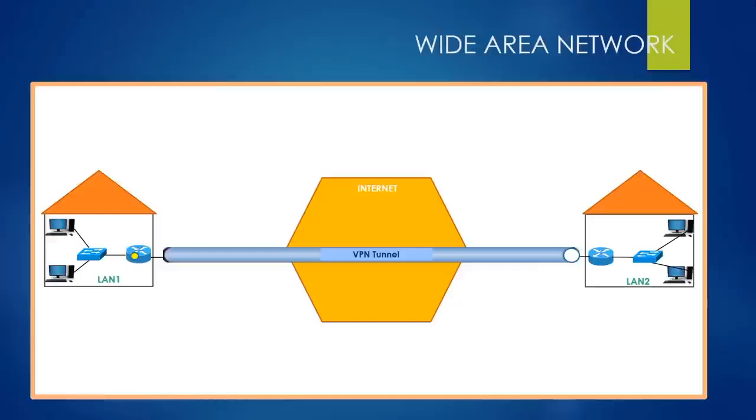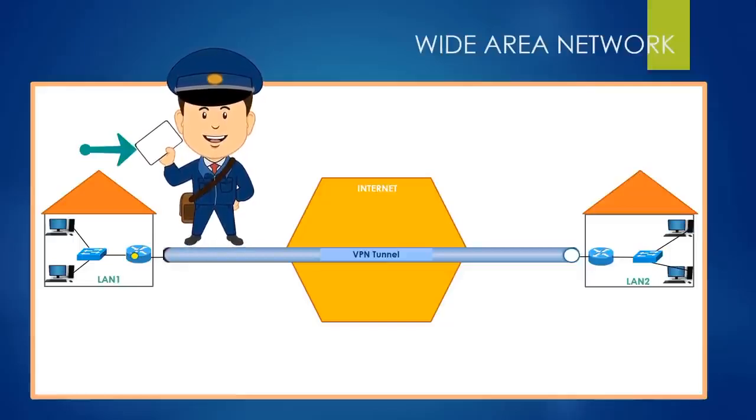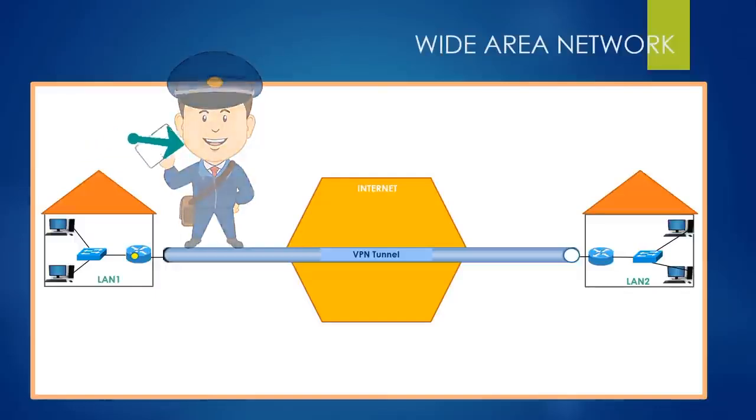Let's say you need to send a letter from LAN 1 to LAN 2. So, you should give the letter you wrote to a postman, right? The postman can take this letter to its destination. And suppose you are not putting this letter in an envelope. This means that the postman can read the letter if he wants. This is obvious. You can think of the postman in this example as the public internet.